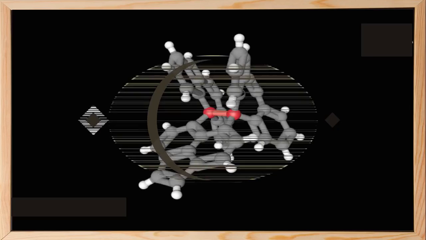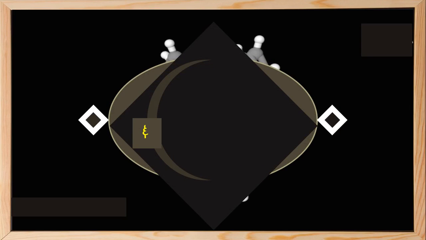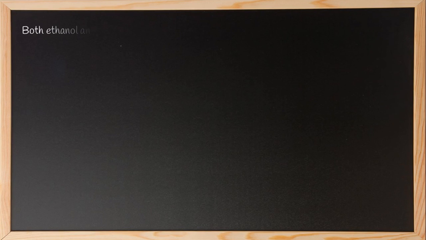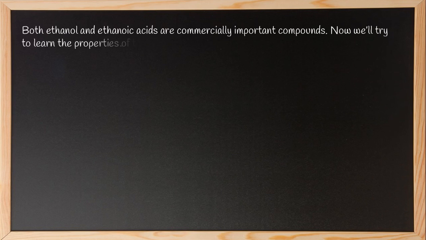In this video, we will discuss some important carbon compounds, that is ethanol and ethanoic acid. Both ethanol and ethanoic acid are commercially important compounds. Now, we will try to learn the properties of these compounds. First, we'll get started with the properties of ethanol.